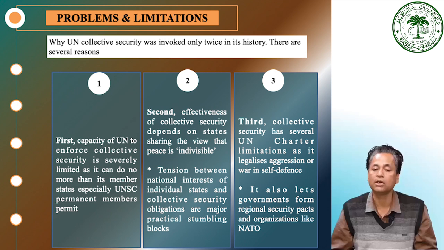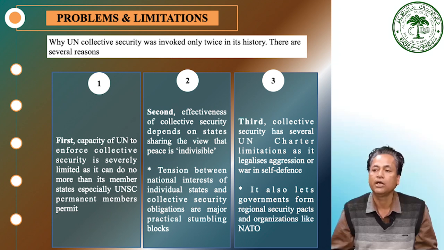Third, collective security has certain instrumental, or what you can say, UN Charter limitations. It permits the states the right to self-defense, and this legalizes aggression or war in self-defense. It also lets governments form regional security pacts and organizations. So, any state can claim that what it has done against another member of the international community is dictated by its self-defense. Any member of the United Nations can attack another member and say what it did was demanded or required under its right to self-defense.